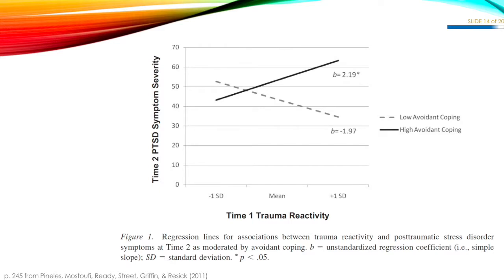Now, we can also express this moderating relationship graphically. You might recognize the intersecting lines here on the graph as indicative of an interaction effect. We would interpret this graph in the following way. We'd say at time 2, which was 3 months post-trauma, PTSD symptoms were the highest in individuals who showed high reactivity to begin with and were most avoidant in dealing with their trauma.